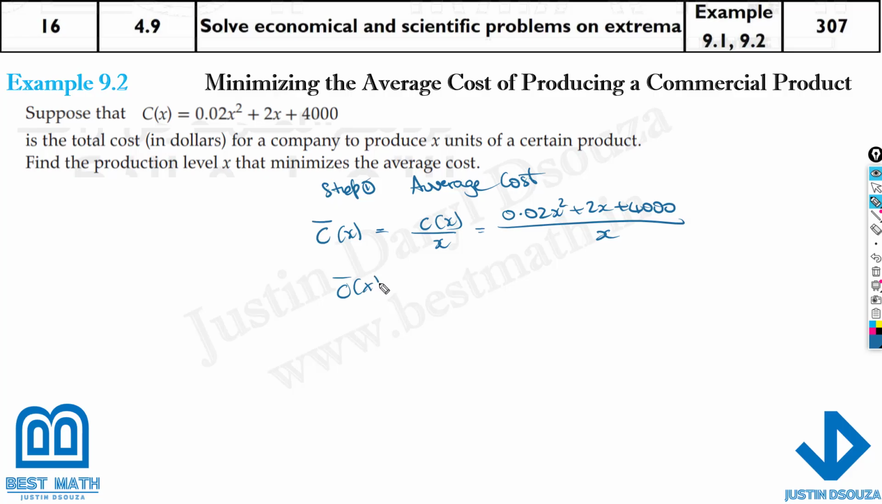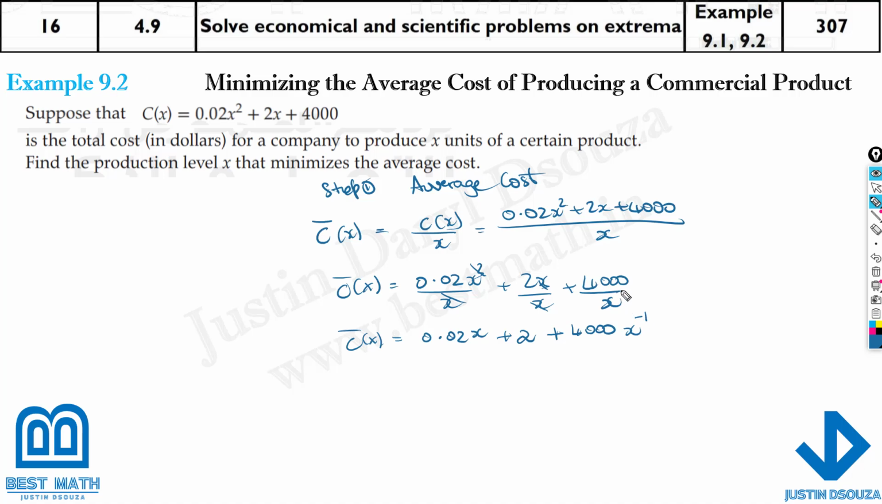How much will be the average cost of this function? We'll get 0.02x. I'll split it out and do it stepwise, plus 4000 divided by x. So the average cost function would be 0.02 x squared over x, and this gets cancelled. It'll be only 0.02x, plus 2x over x, the x cancels. It'll be only 2 over here, and 4000. This is in the denominator. When I bring it up to the numerator, the power changes. It's 1, it goes up, changes its power to minus 1. If this was minus 2, when it goes up, it would have been plus 2. So this is the average cost function.